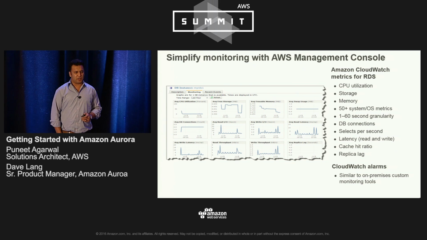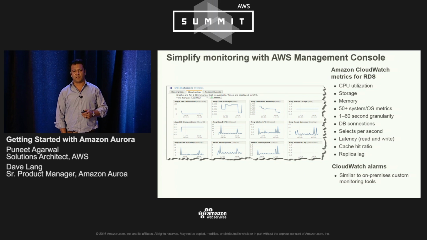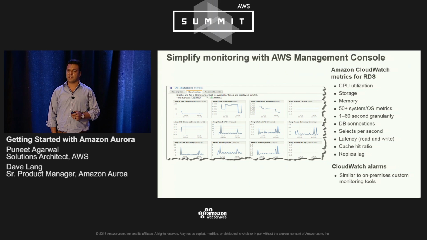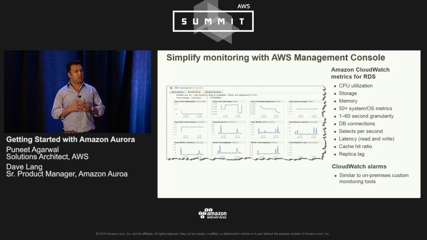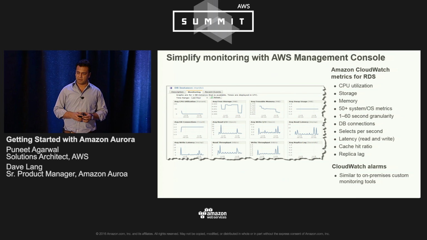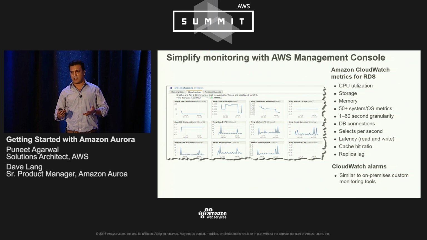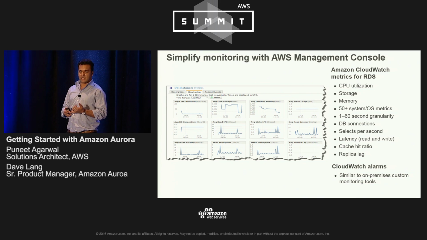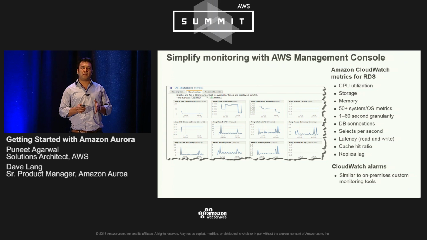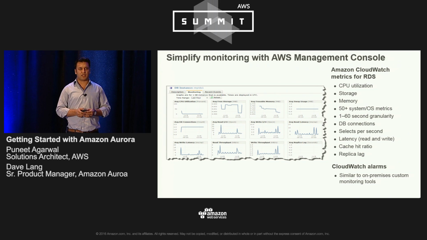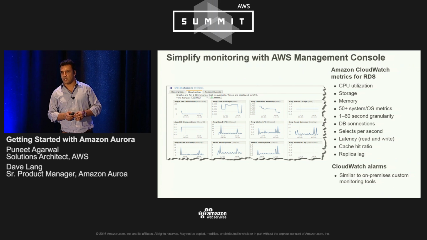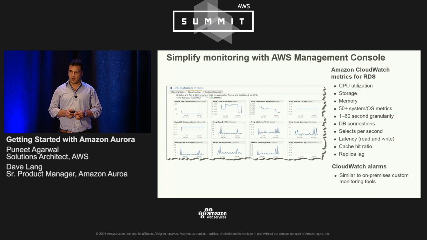Talking about monitoring, Aurora is integrated with Amazon CloudWatch, our monitoring system, and that gives you deep insights into what is going on in the system and the database at that time. So you can get access to CPU utilization, storage, memory, and 50 other OS-level metrics with 1 to 60 seconds of granularity. You also get access to database-level metrics.